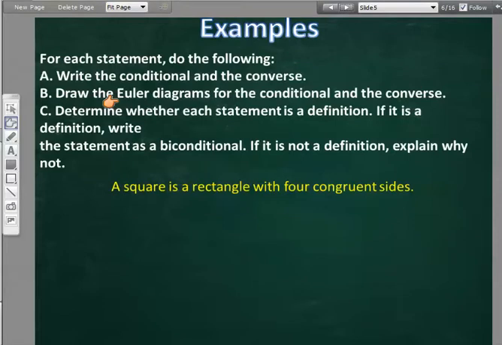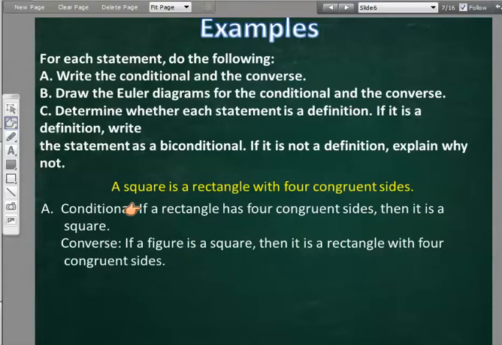So we're just going to jump right into this with some examples. It says for each statement do the following. A. Write the conditional and the converse. So we have a square is a rectangle with four congruent angles. So you're going to say if a square is a rectangle, then it has four congruent sides. And I said angles just as big as I could.